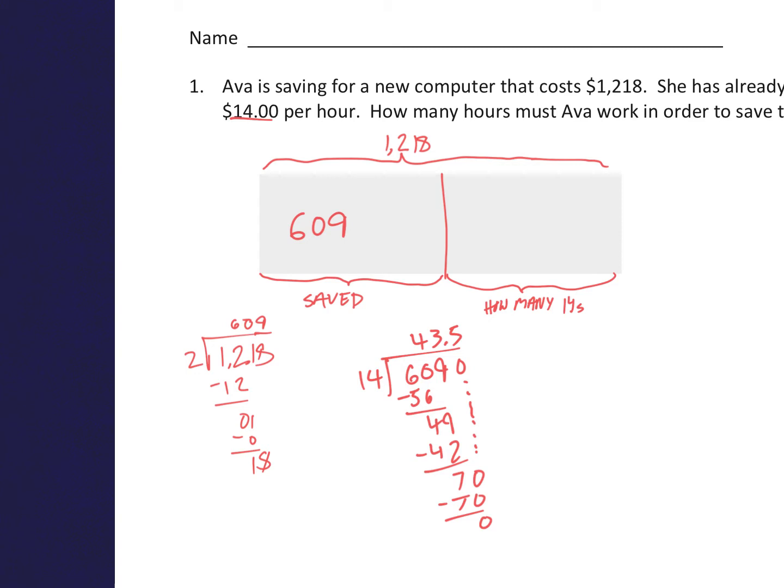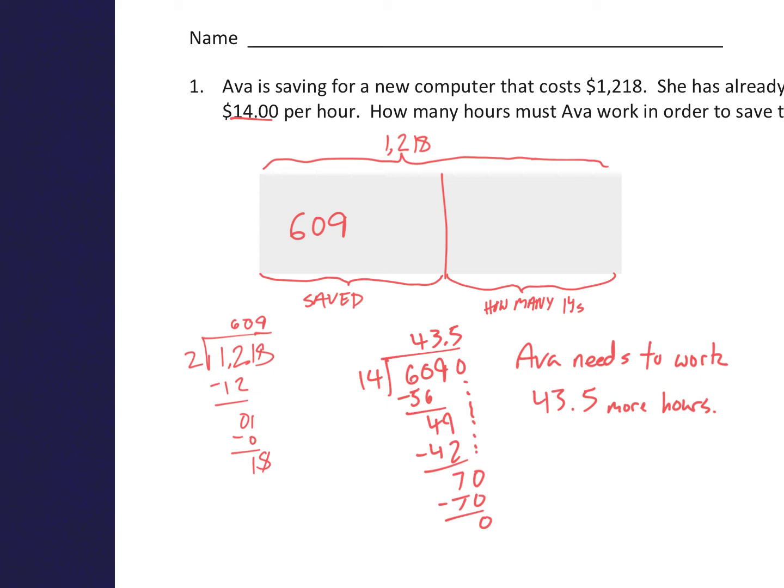So I got the answer right here, 43.5, or 43 and a half. So 43 and a half what? Ava, we'd have an answer like this. Ava needs to work 43.5 or 43 and a half more hours. So that's just a little bit over 1 full week of work.